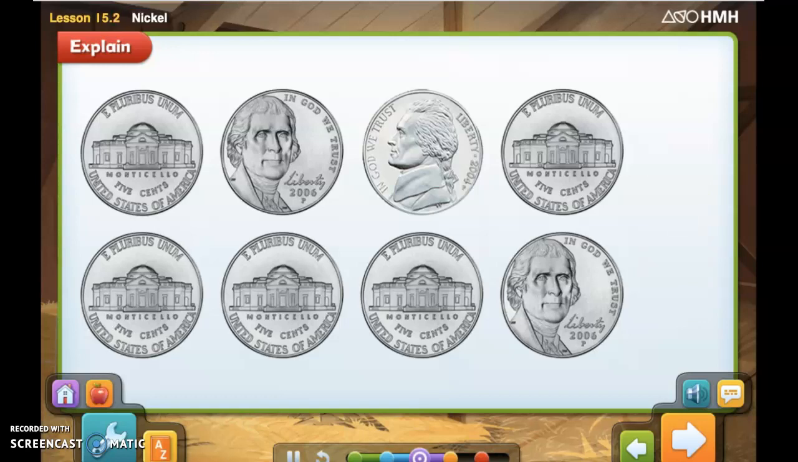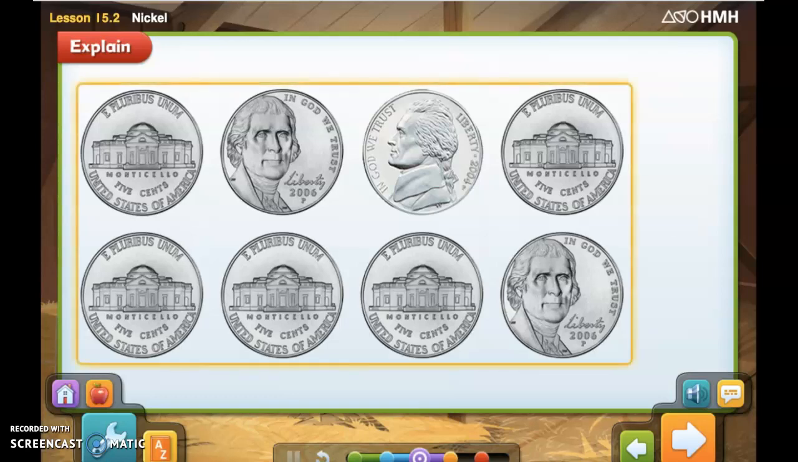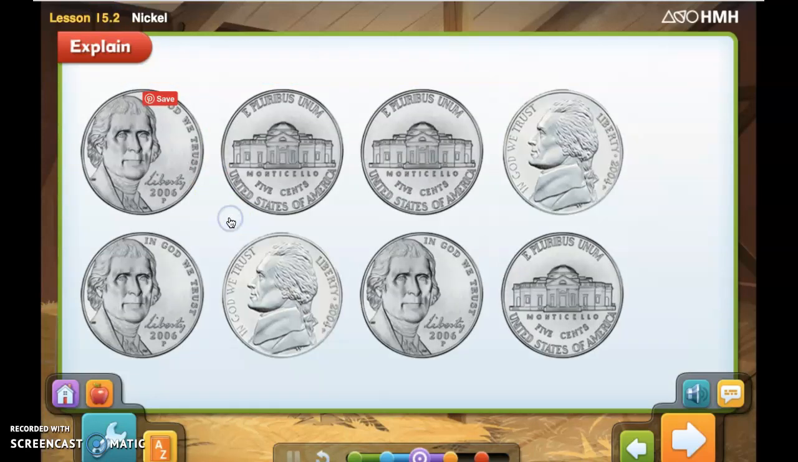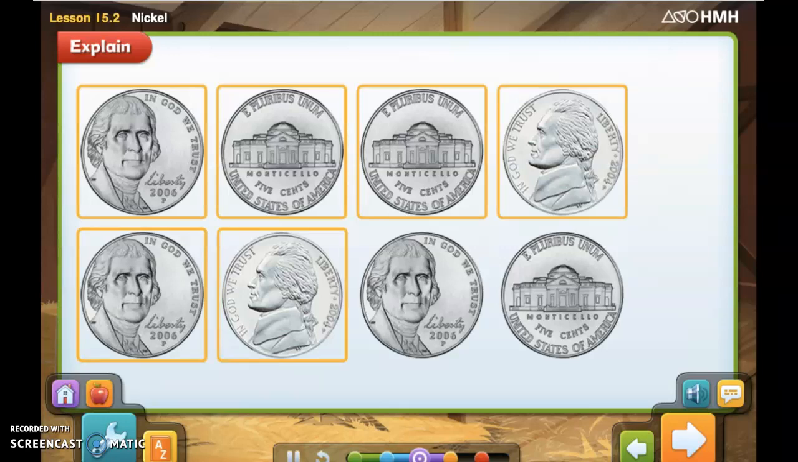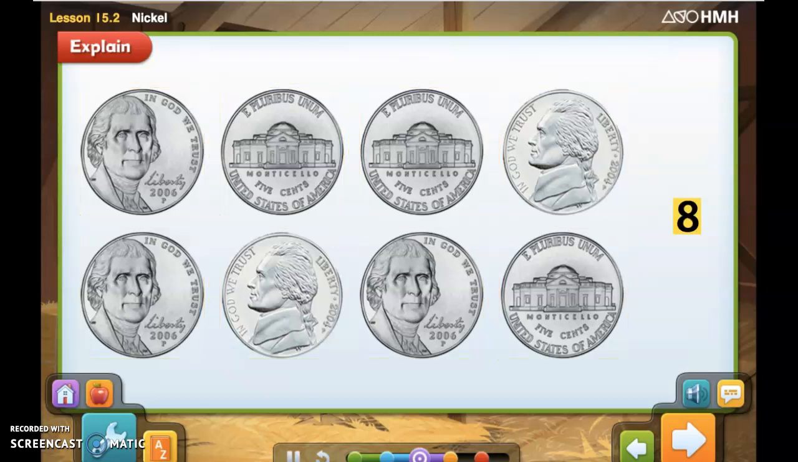Go ahead and flip the set of nickels over now. How many nickels are there now? 1, 2, 3, 4, 5, 6, 7, 8. There are still 8 nickels, even though you're looking at the other side of each nickel.